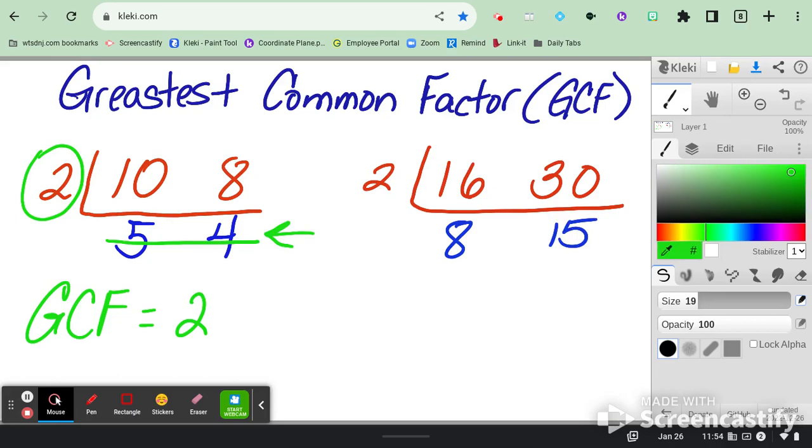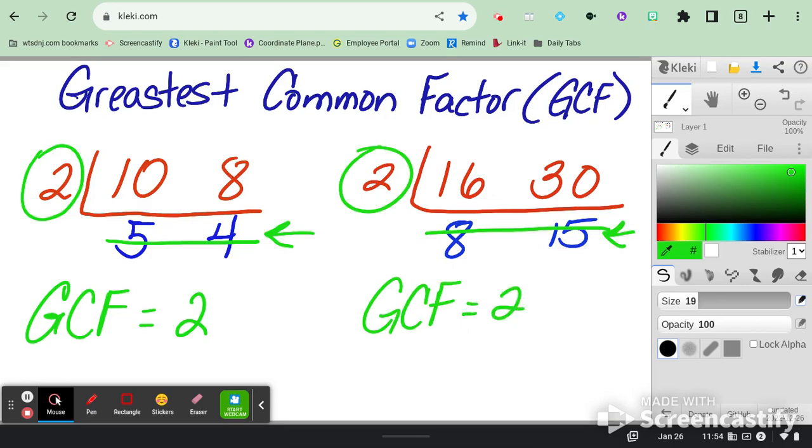So now I'm looking to see what number can go into both 8 and 15. And again, it just so happens I don't have a number that both 8 and 15 are divisible by. So I'm done with this problem. And my greatest common factor, again, is 2. So my greatest common factor here is equal to 2.